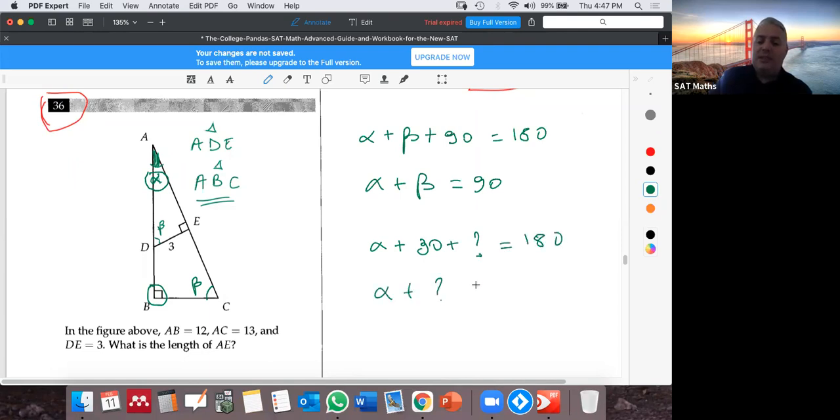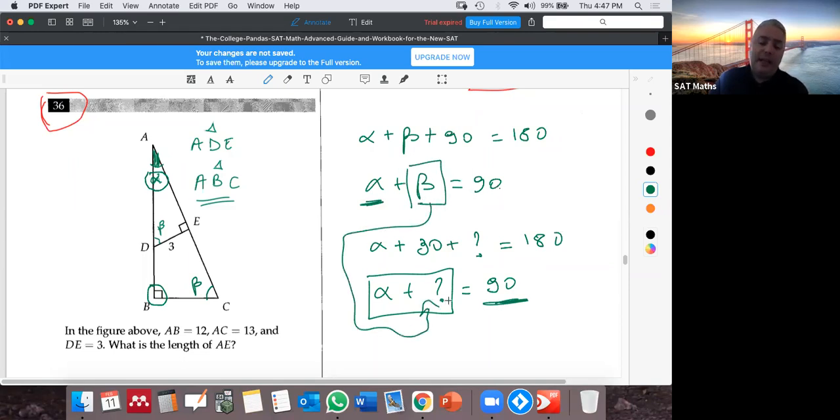So alpha plus question mark equals 90. So how could it be alpha plus question mark 90? We said that alpha plus beta is 90. It means that beta is directly equal to the question mark. So we said this is beta. And then the question is finished.